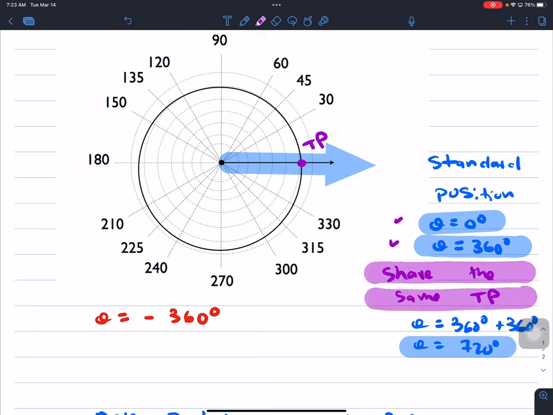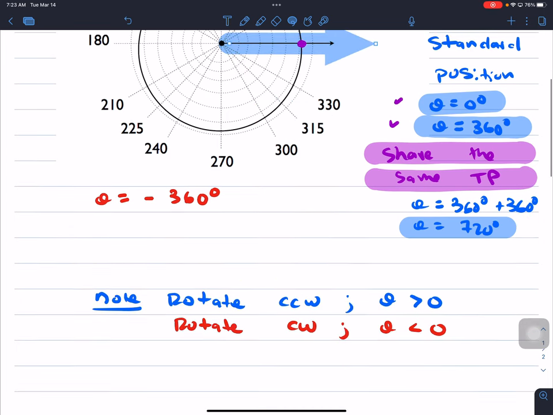So I can keep doing this. I can say, I'm going to rotate again in the negative direction, okay, another 360. So what I do now is I'm still doing what? I'm subtracting another 360. What does this measure? Do you guys know what that measures? If I subtract another 360, that measures negative 720.